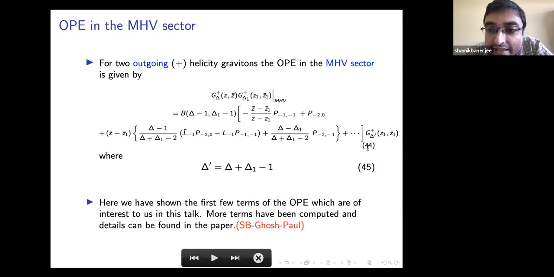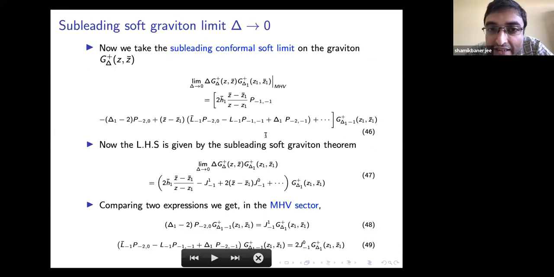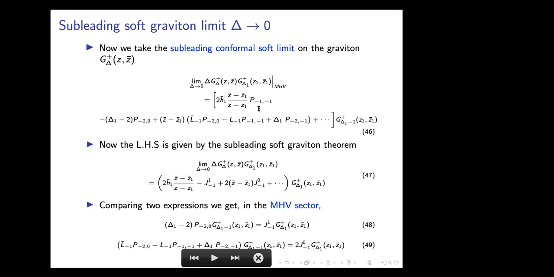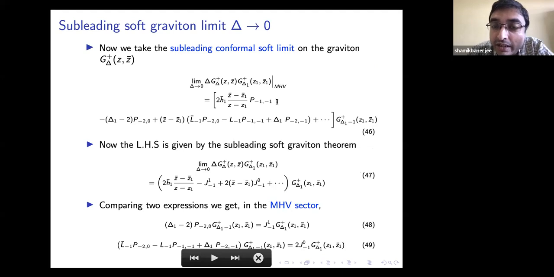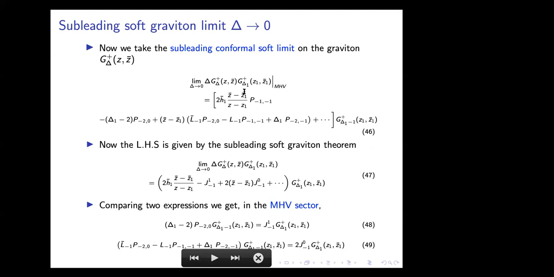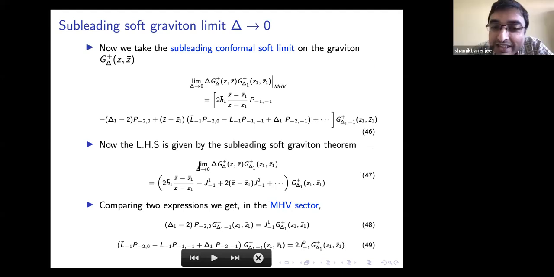So and then you are matching it with what? Yeah. No, I start with 44. So 44 is G plus, and then I take the subleading conformal on that. I get this. Now, this right hand side of the 46. Oh, right. Okay, I see. I understand. Left hand side of the 46 must be the same as what we know from the subleading soft factorization. Okay. And then that gives us this.